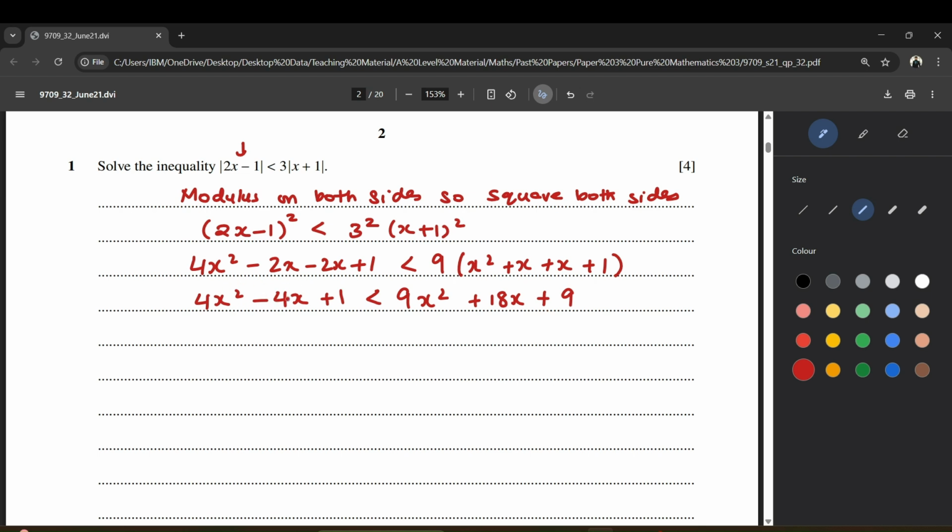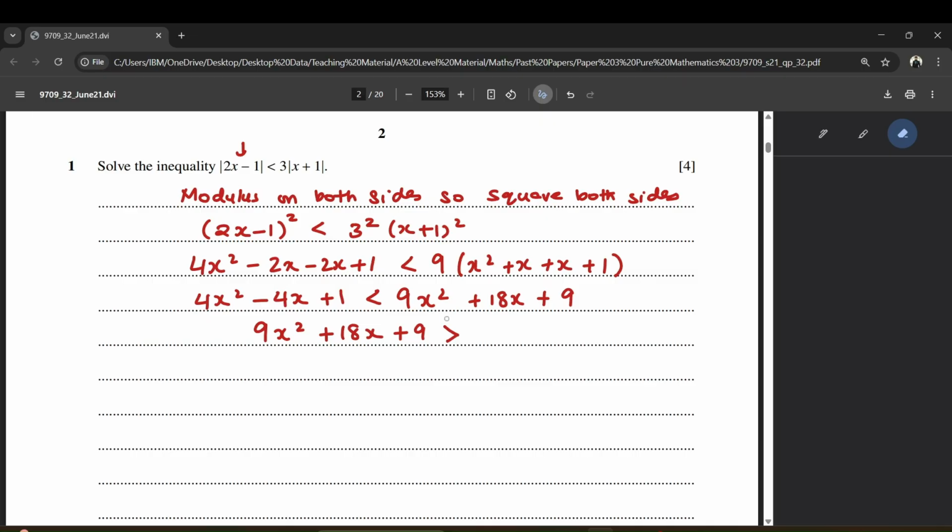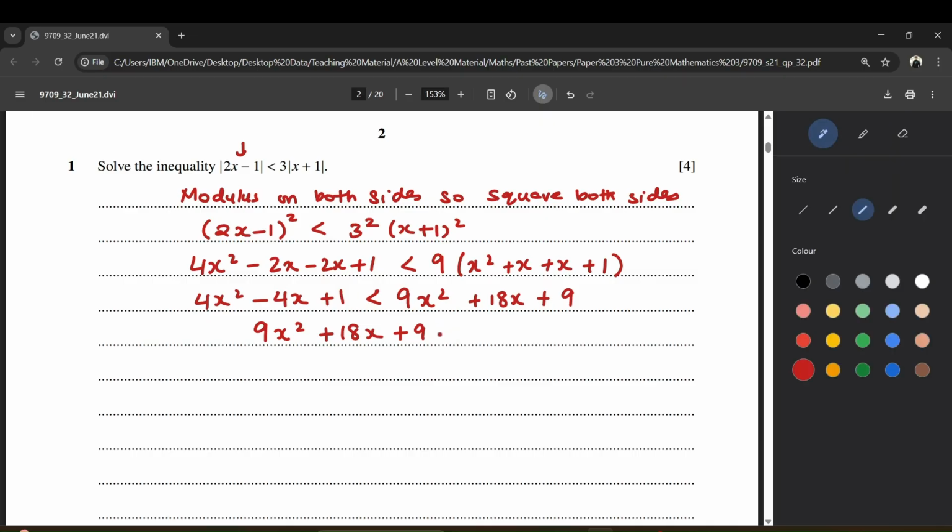Now we will move all of these terms on the left hand side towards the right hand side. So this becomes 9x squared plus 18x plus 9 is greater than, oh sorry, my bad, let me write the values. Minus 4x squared plus 4x minus 1 is greater than 0. So 9x squared minus 4x squared, that will be 5x squared. 18x plus 4x, that will be 22x. And 9 minus 1, that will be 8, is greater than 0.